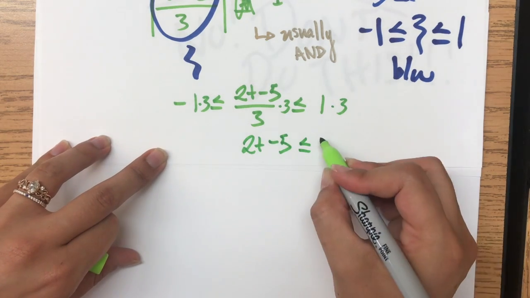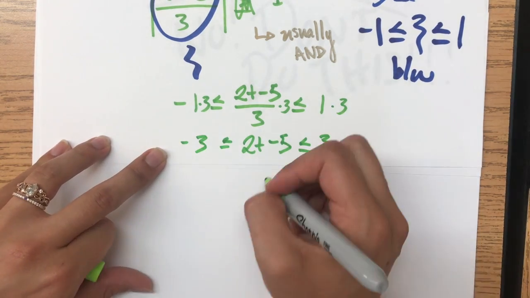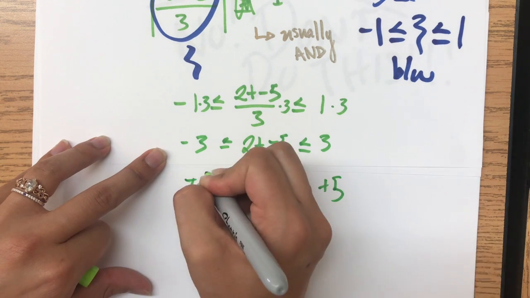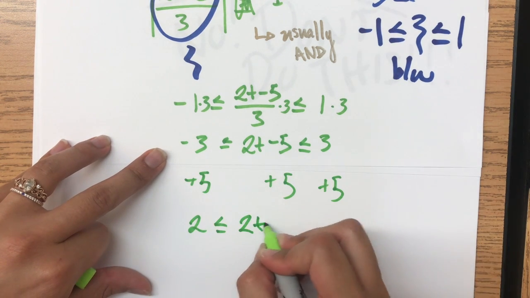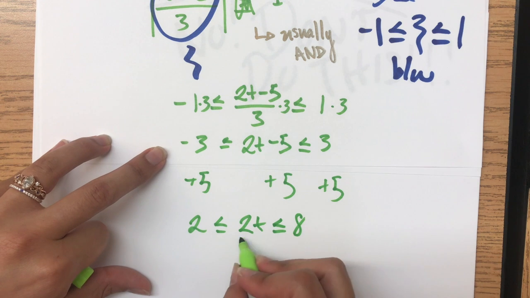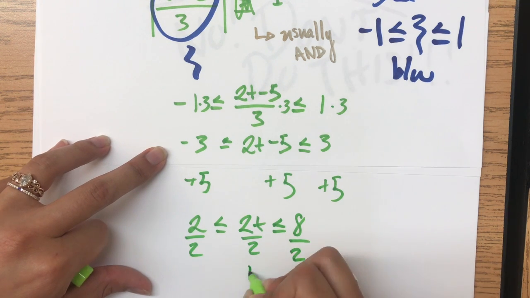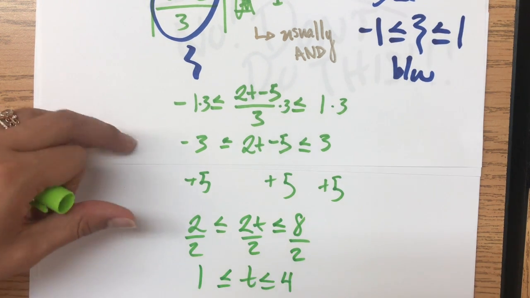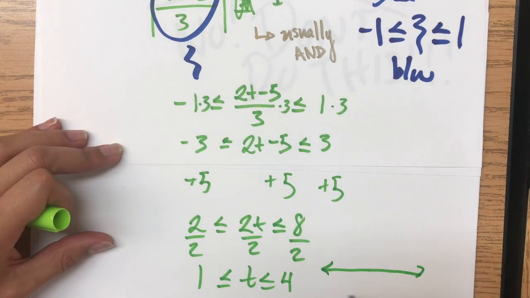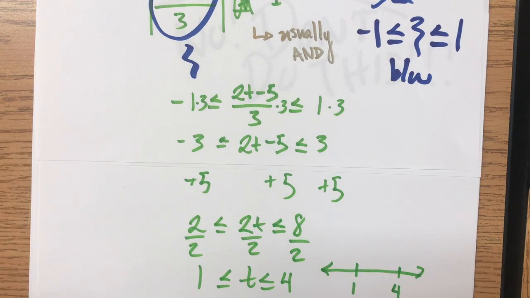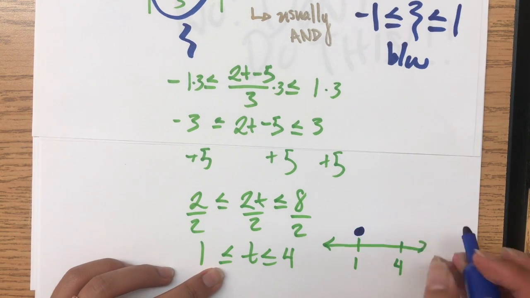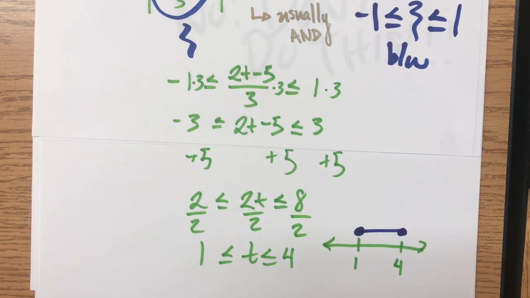Once I've continued to do that, I multiplied everything by 3. Now I'm going to add 5 to everything. And then once I add 5 to everything, I'll divide that 2t by 2. So then I end up with 1 is less than or equal to t is less than or equal to 4. That's going to be a conjoined line, right? Usually and is conjoined line. So I'm going to show that my solution for t is everything in between those two values.